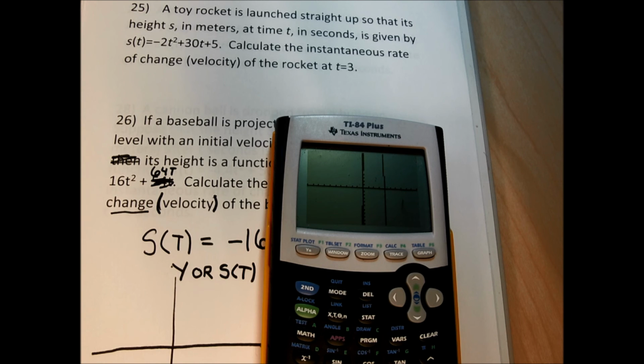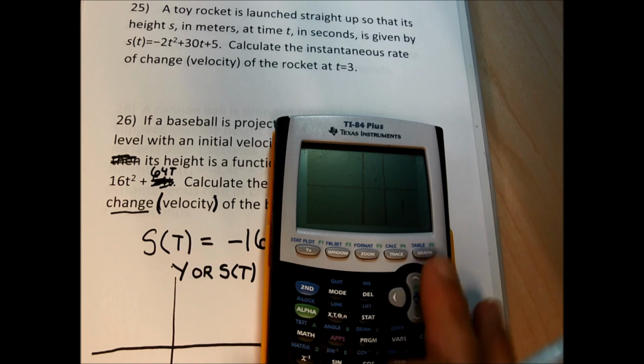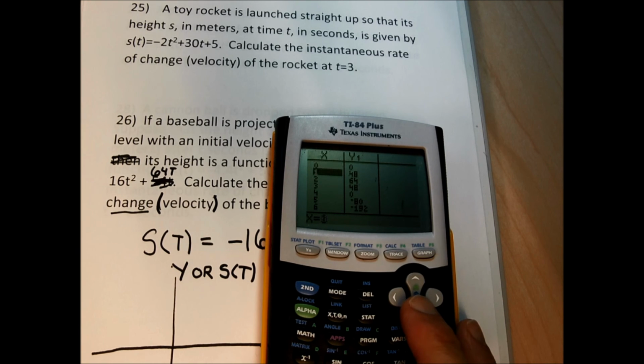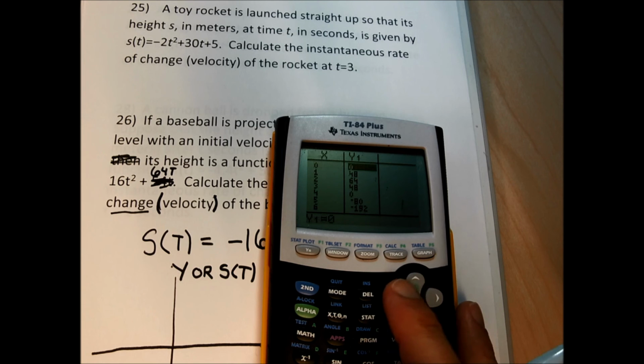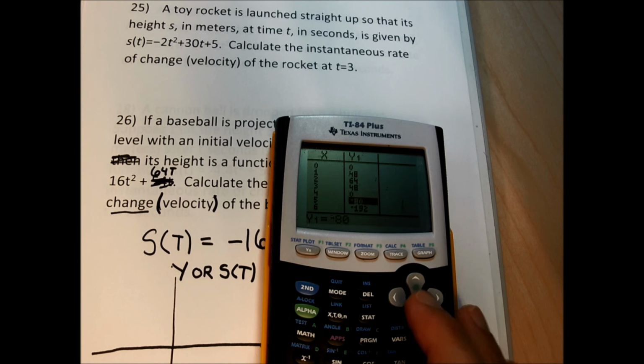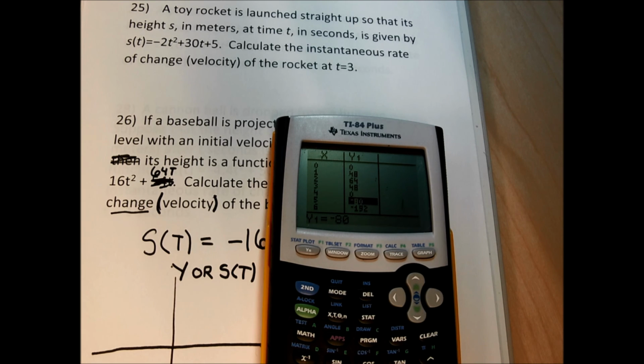Let me peek at my table and look at the y columns. I see y's like 48, 64, 48, 0, then a bunch of negatives. So that baseball went at least 64 feet high. The point 0, 0 says at 0 seconds the ball was at 0 feet. At 1 second it's at 48 feet, at 2 seconds it's at 64 feet, at 3 seconds it's at 48 feet, and at 4 seconds it's at 0 feet. The next point says at 5 seconds it's at negative 80 feet.